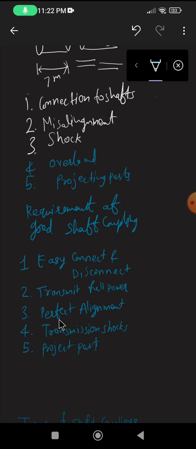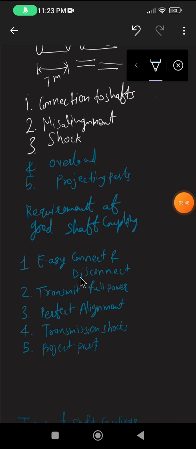Then the next is misalignment. Here it should hold the shafts in perfect alignment. Then the third is that it should reduce the transmission of shock loads from one shaft to another. And it should have no projecting parts. These are the various requirements for a good shaft coupling.